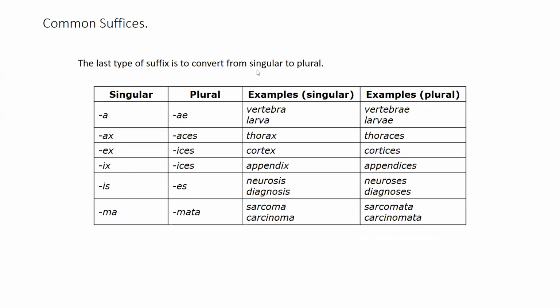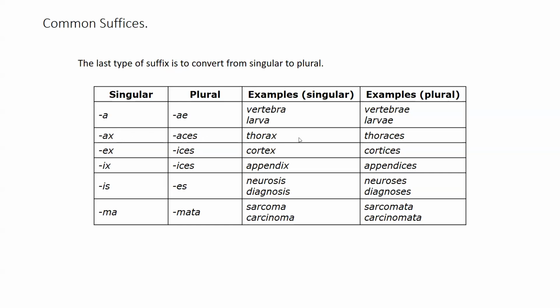The last kind of suffix we're going to talk about is to convert a singular to a plural. So on the left, you see the singular. If words end in A, for example, to make that a plural, you would add an E to the end, converting vertebra, a single bone, into the vertebrae, several of the vertebrae. Or a larva becomes a larvae. If the singular ends in ax, the plural becomes aces.